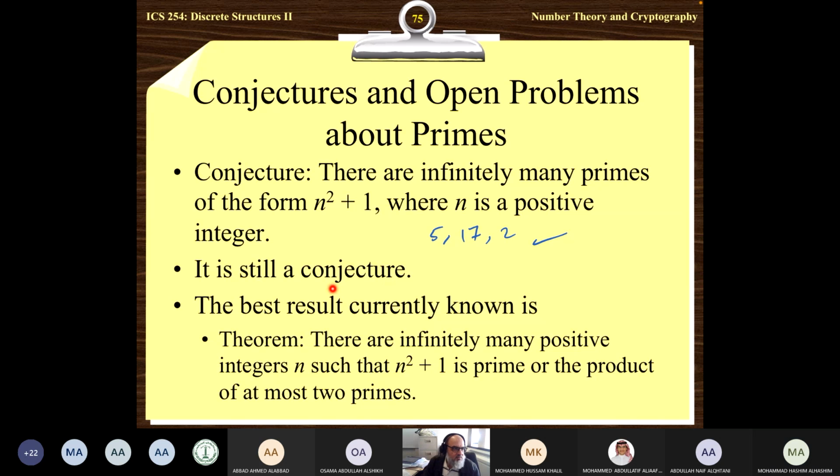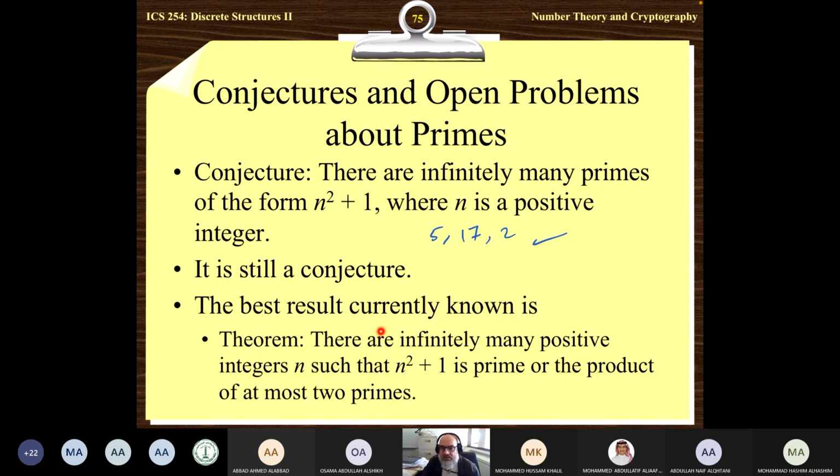Osama, why did you write 100? Do you mean 101? Yes, 10 squared plus 1 is 101, and 101 is prime. 101 is a prime number. Okay. So this is still a conjecture.